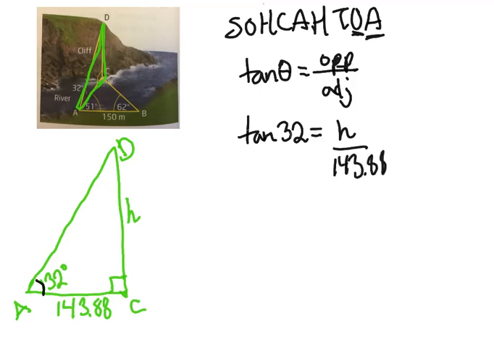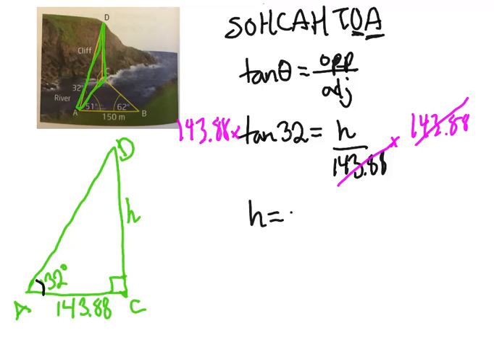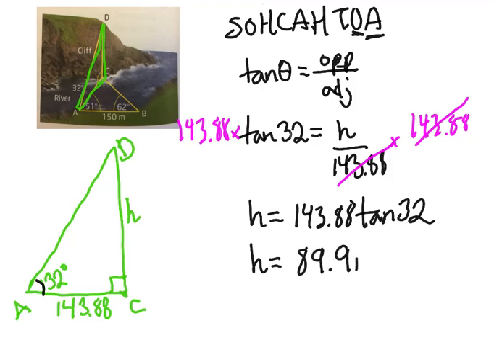divided by the adjacent side, which is 143.88. And all I have to do is rearrange for h, so we'll want to multiply both sides by 143.88 to get it off the bottom. And we get h will equal 143.88, the width of the river, times tan of 32. So we'll plug that into your calculator. And that gives me h is 89.9 meters. So the height of the cliff is almost 90 meters tall.